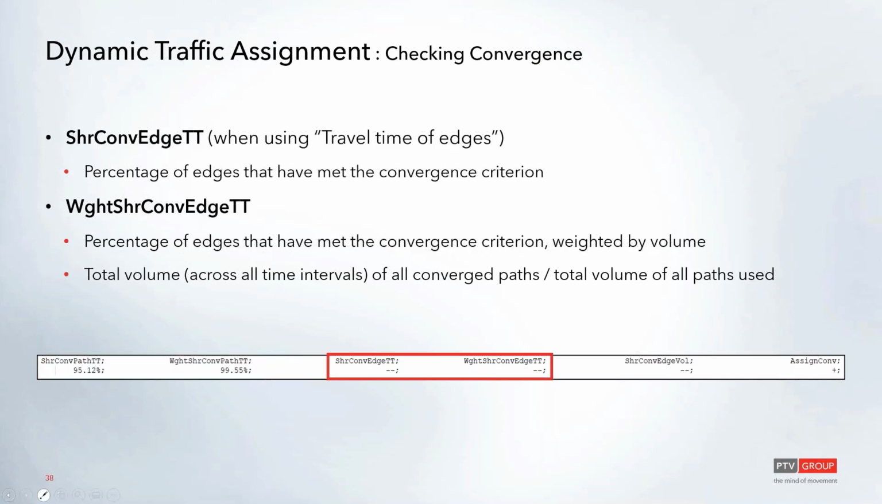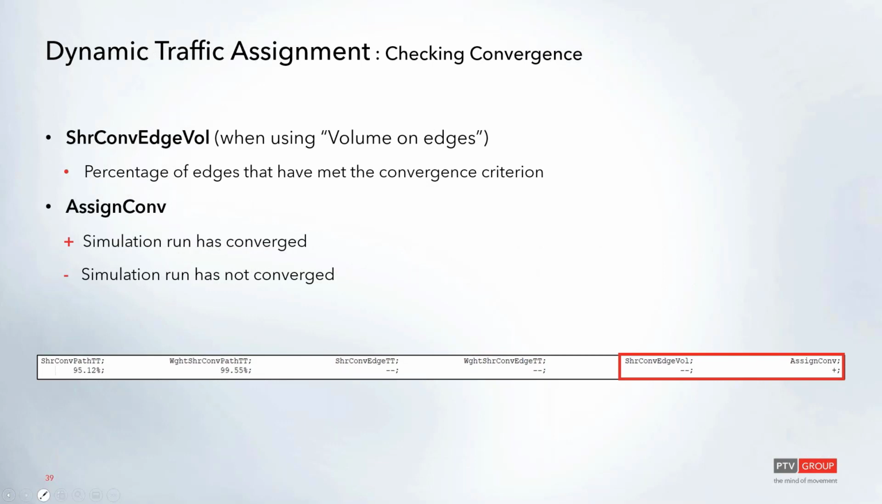And then similarly, if you were looking at travel time on the edges, here's where you can see the percentage of edges that met that convergence criteria, as well as that percentage weighted by volume. And then finally, here is where you can see the percentage of edges that met the volume criteria if you have that one selected. And on the right-hand side, there will be this assign convergence attribute as well. And this will just tell us overall if this run has converged or not.